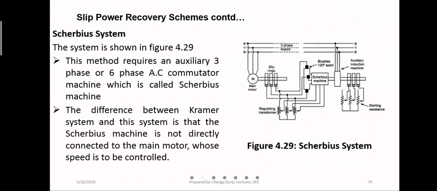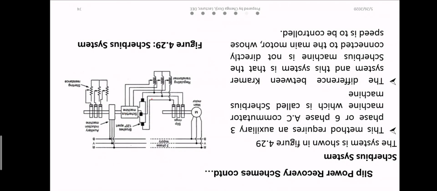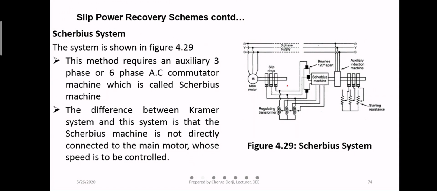Okay. Then the main difference between the Kramer system and this Scherbius system is that the Scherbius machine is not connected directly to the main motor whose speed is to be controlled. See here, it is connected through a regulating transformer and slip rings. Otherwise, in the previous case, the Kramer system, it was connected directly to the motor generator set.